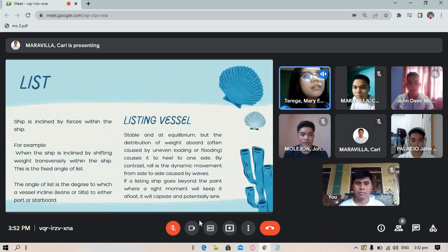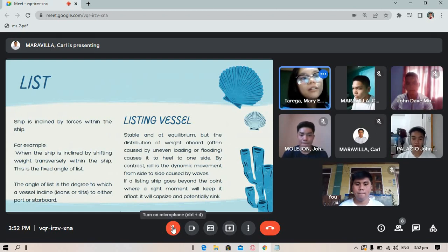So, what is list? A list ship is inclined by forces within the ship. For example, when the ship is inclined by shifting weight transversely within the ship. This is the fixed example of list. The angle of list is the degree to which a vessel leans or tilts to either port or starboard. So, a listing vessel is stable and at equilibrium. But the distribution of weight aboard, often caused by uneven loading or flooding, causes it to heel to one side.